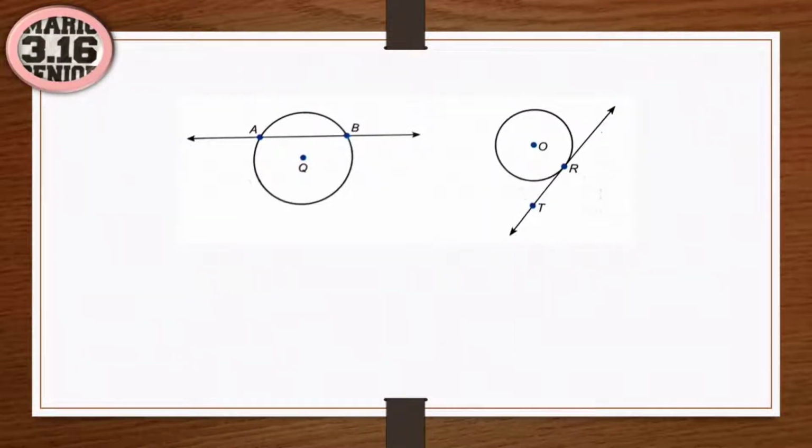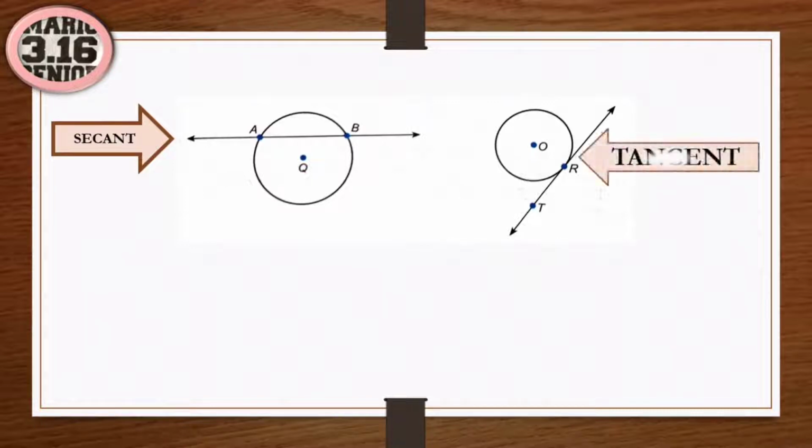To continue, let us consider the two circles. For circle Q, we are showing a secant line. So what is a secant line? And in the second figure, we are showing the tangent line. As shown, it is easy to identify, right? What is the secant line and what is the tangent line? Did you see the difference between the two lines?